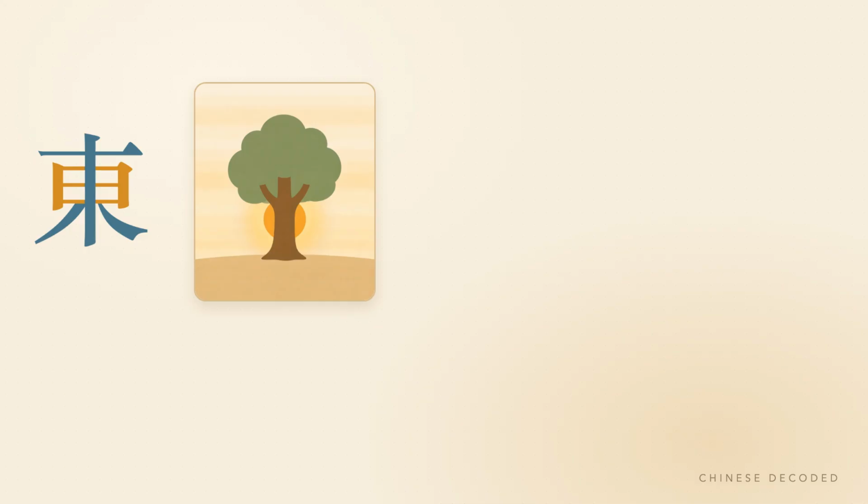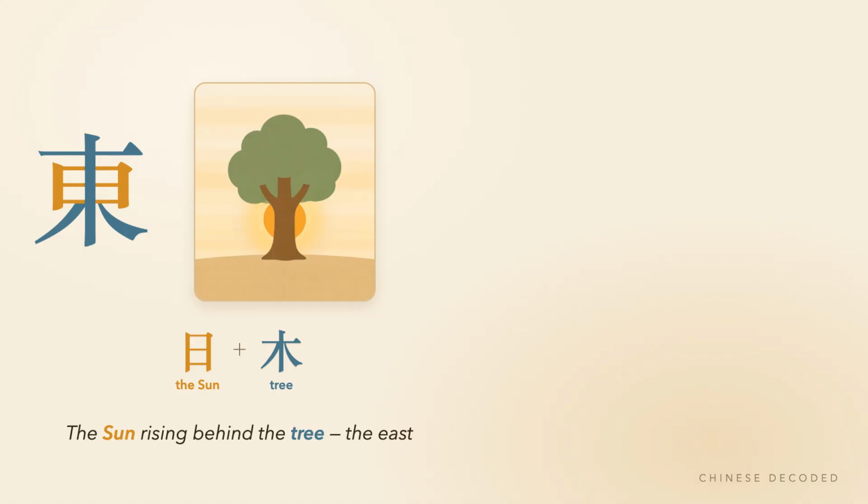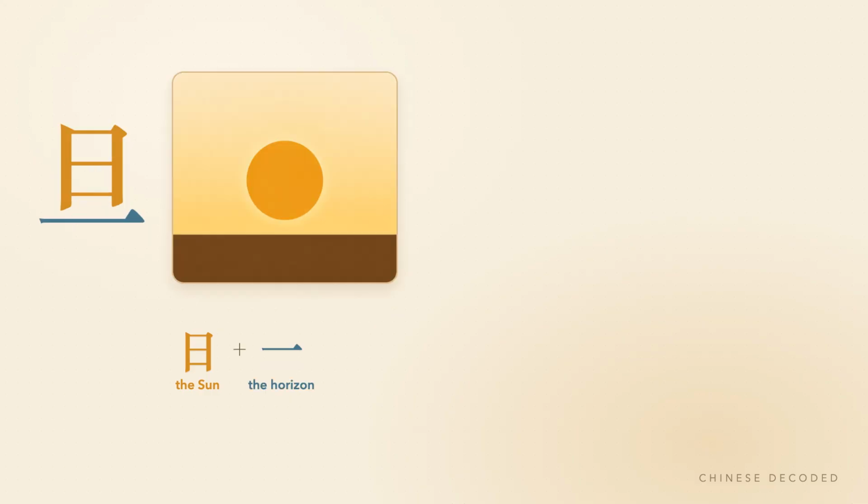Now, direction and time. The sun behind a tree. The sun rising behind the tree. The east where the sun rises. The sun above the horizon line. Daybreak, dawn. It also means, figuratively, beginning. Notice how direction and time characters are built by expressing the visual relationship between the sun and other objects.